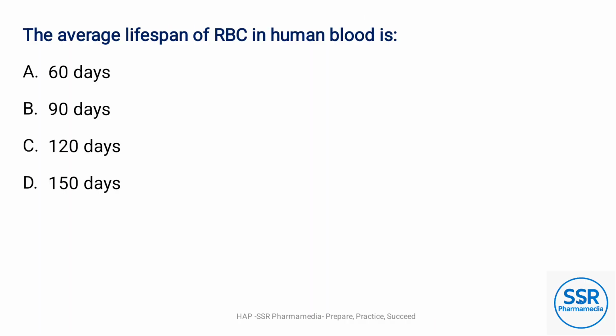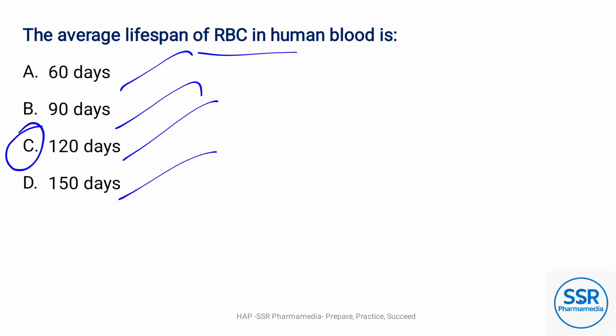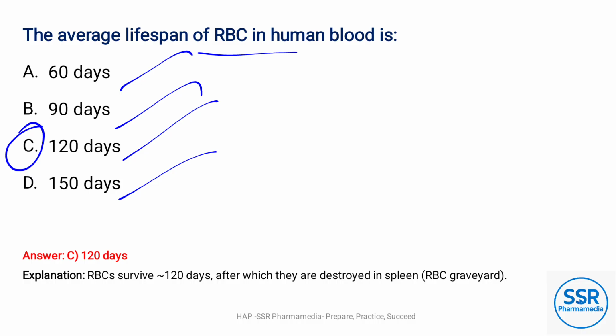So we'll move to the questions. The average lifespan of RBC in human blood: 60 days, 90 days, 120 days, 150 days. The answer is 120 days. RBCs survive 120 days, after which they are destroyed in the spleen.